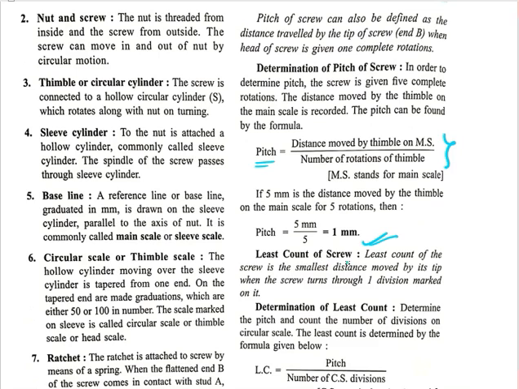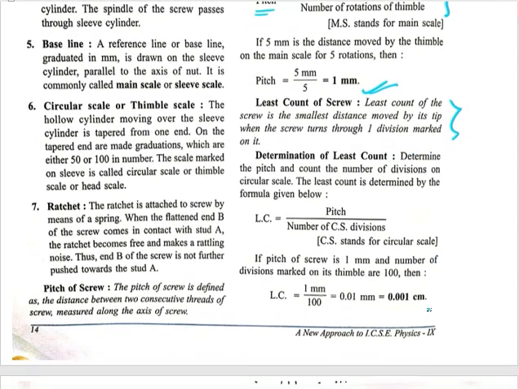Similarly, we can calculate the least count of the screw. The least count of the screw is the smallest distance moved by its tip when the screw turns one division marked on it. These are very simple. We have a formula for least count also. To calculate the least count, you first need to calculate the pitch. Then pitch divided by the number of CS divisions, where CS means circular scale divisions.